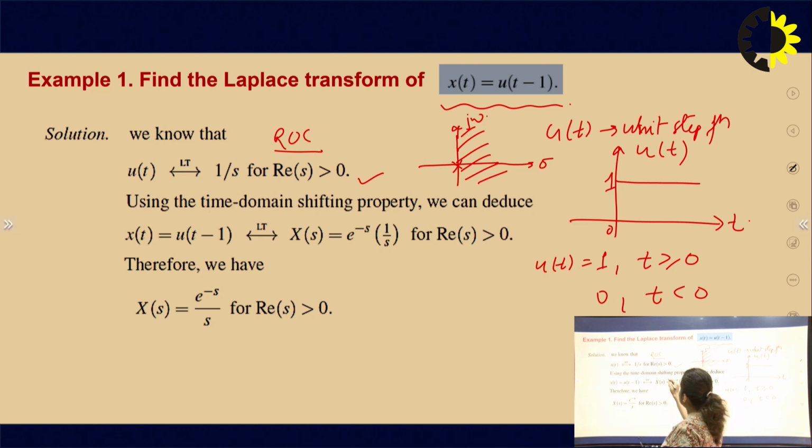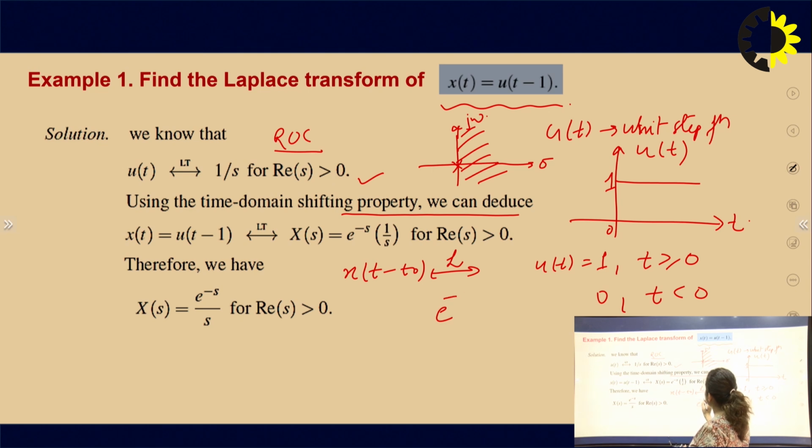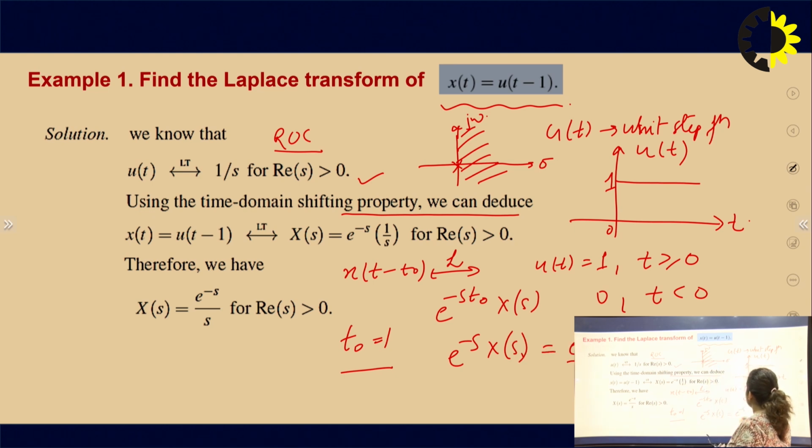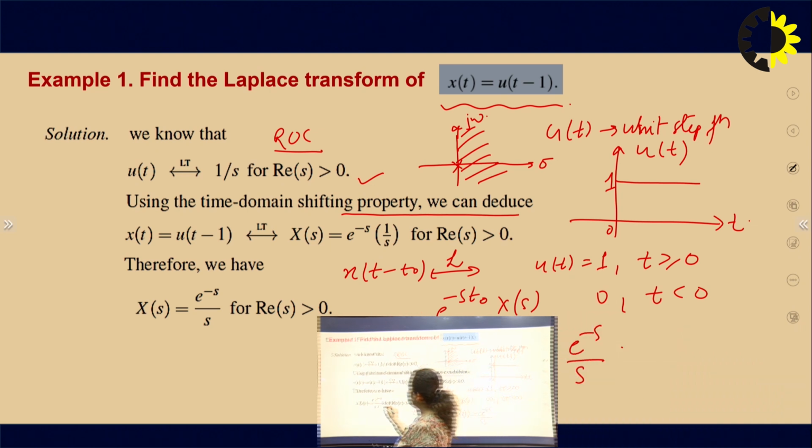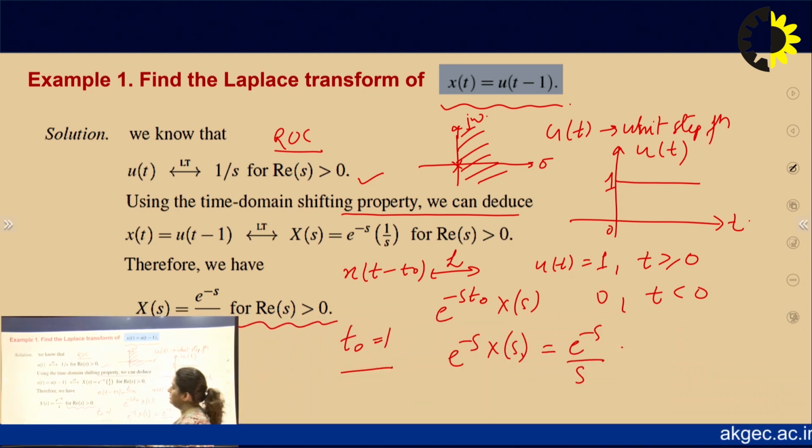Using the time domain shifting property, we can define x(t) equal to u(t minus 1). If there is a shift in time by 1, there will be a multiplication by an exponential term in the Laplace domain. The property is: x(t minus t naught) has Laplace transform e to the power minus s t naught times X(s). As we have t naught equal to 1 here, we get e to the power minus s times X(s), or e to the power minus s upon s. For this also the ROC is real of s greater than 0.